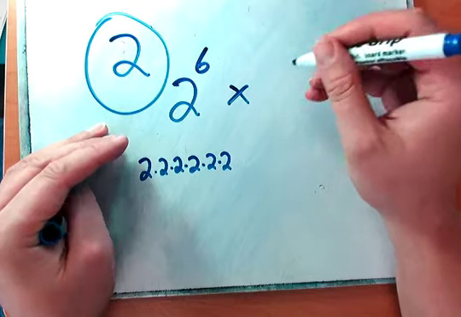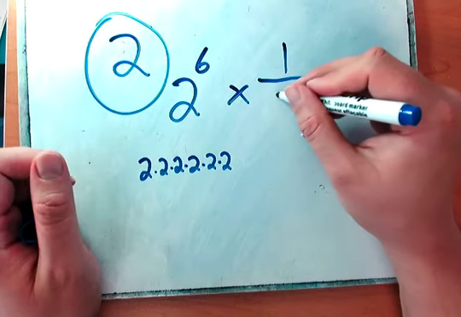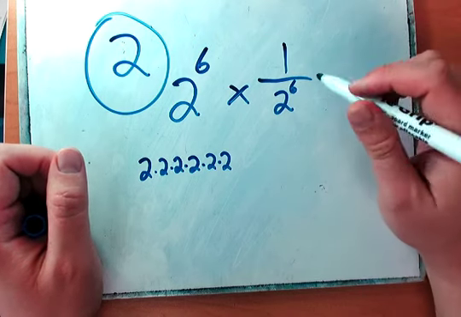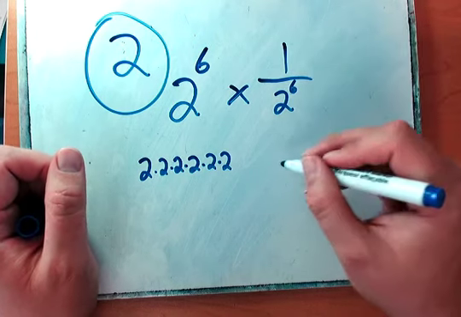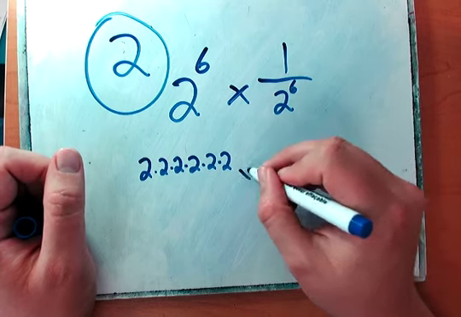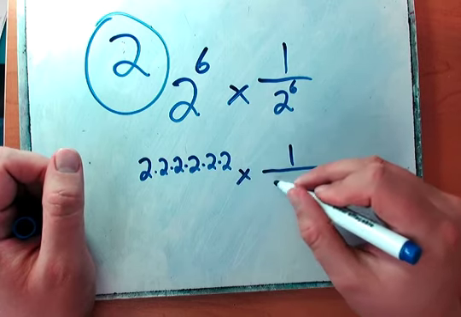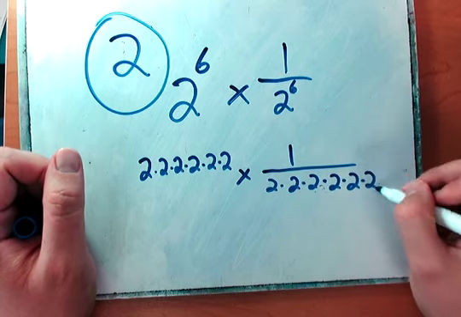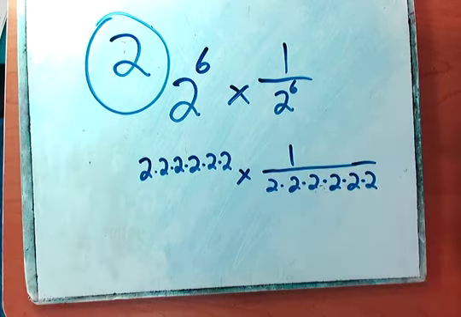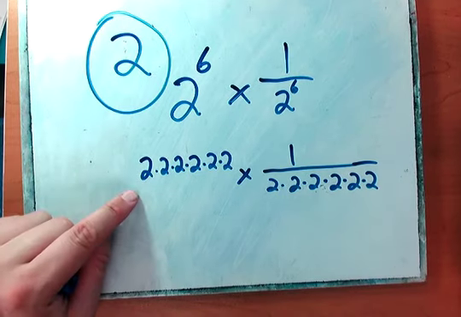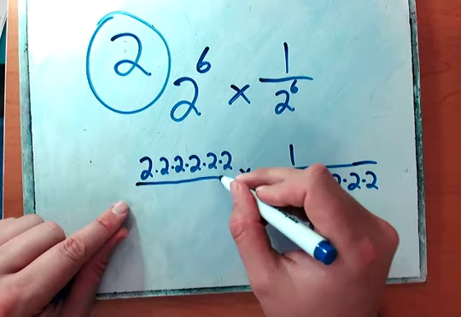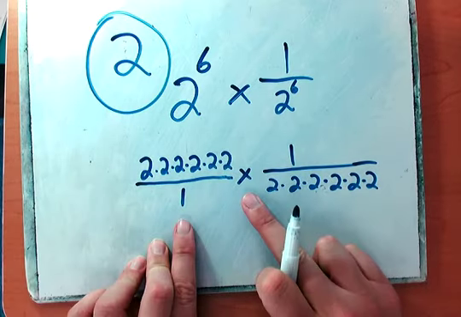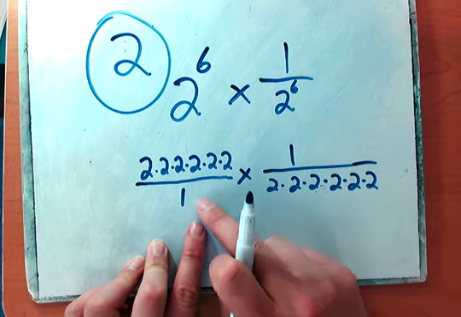But let's see what we have in that second one. 1 over 2 to the sixth. Well, that 1 over 2 to the sixth is kind of like times 1 over 2 times 2 times 2 times 2 times 2 times 2. 6 of them. Now, any number over 1 is just equivalent to itself. Now that looks an awful lot like a fraction. Here's a fraction, here's a fraction.